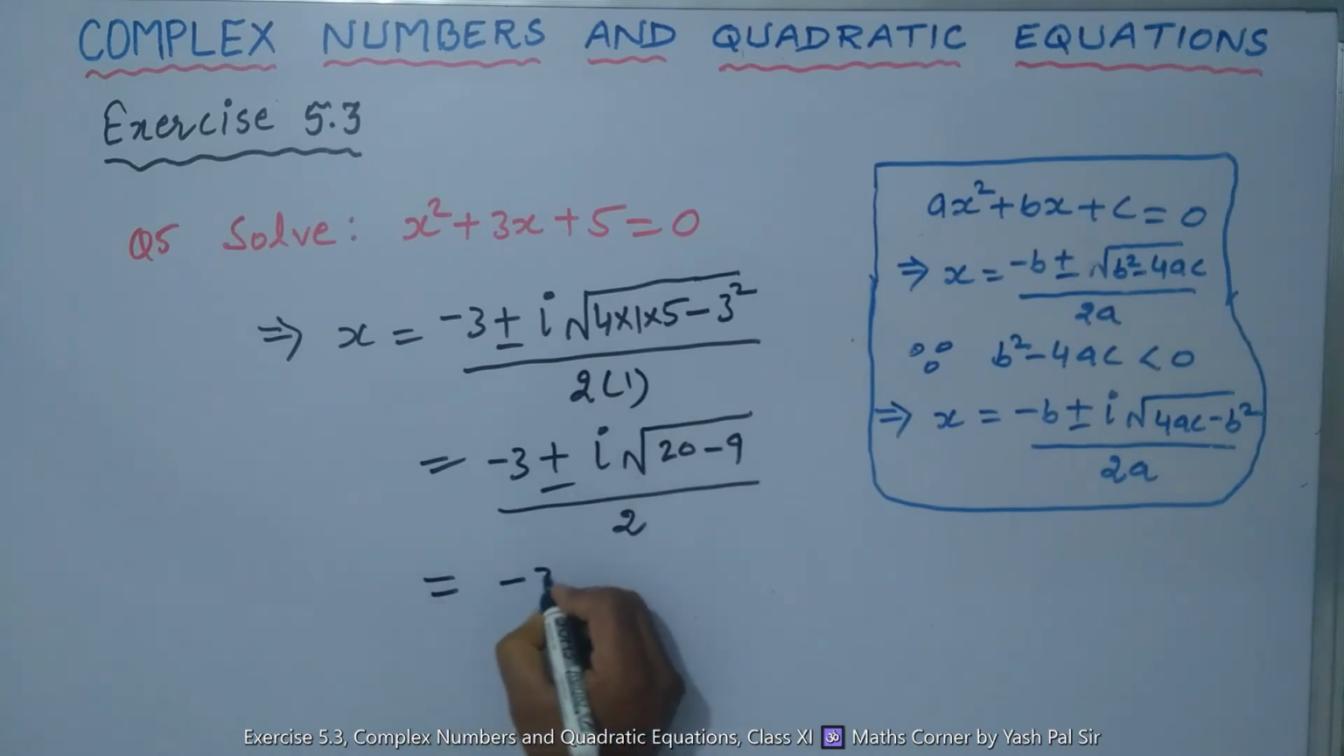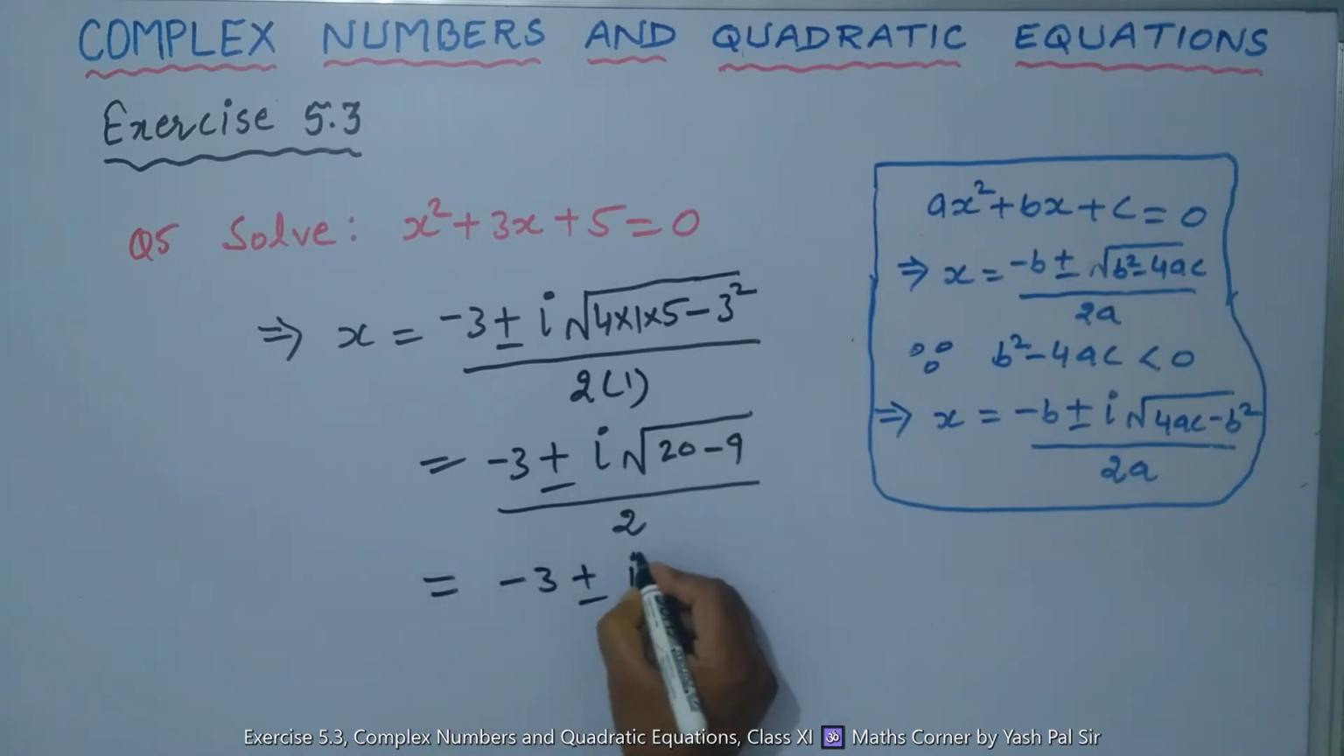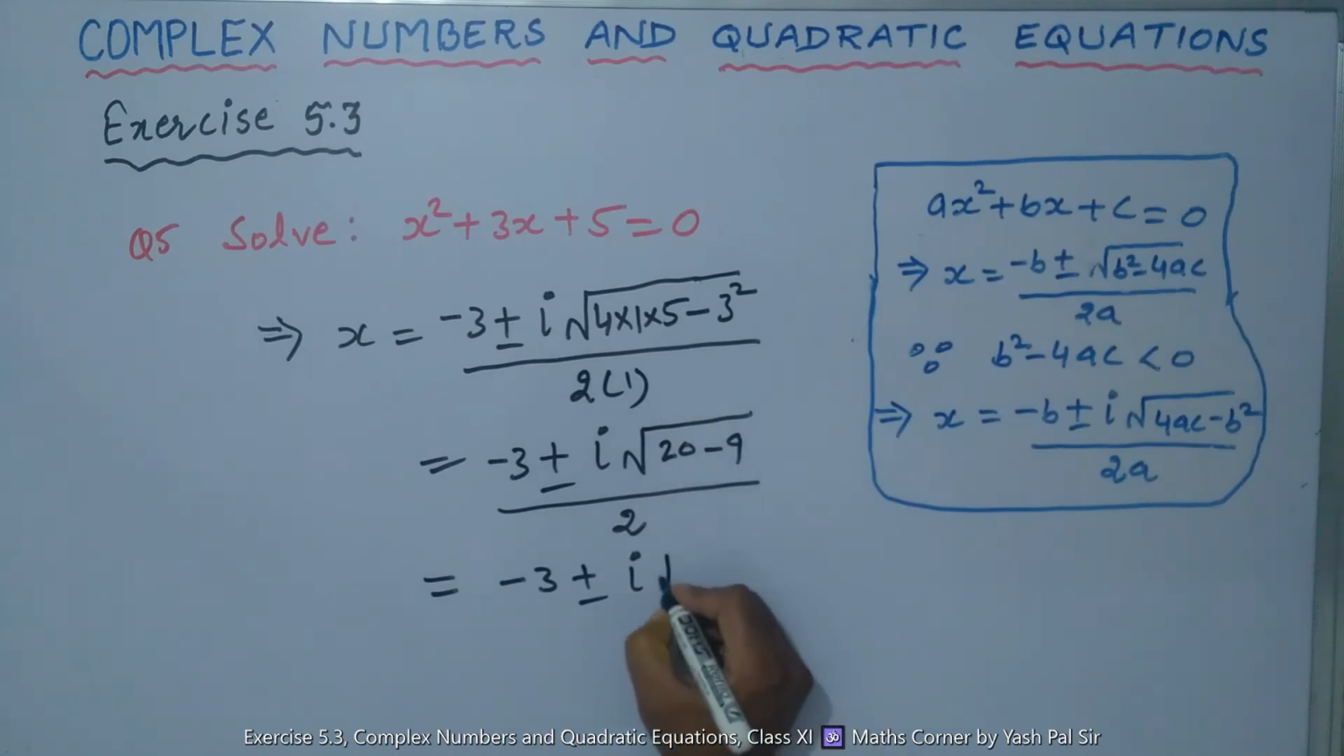which is equal to minus 3 plus minus iota square root of 11 upon 2.